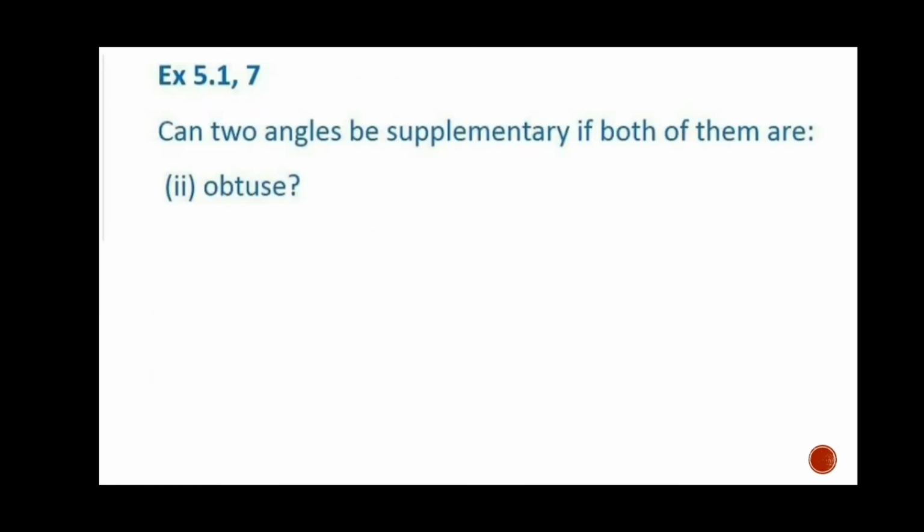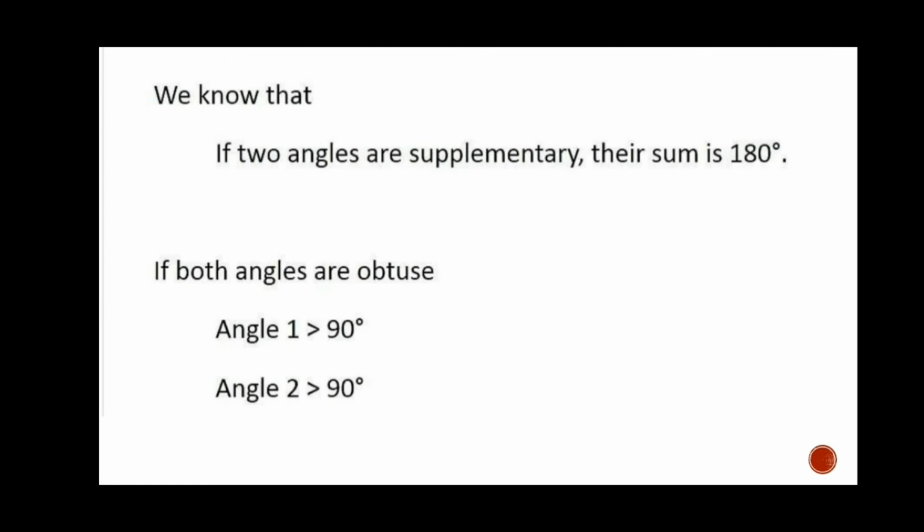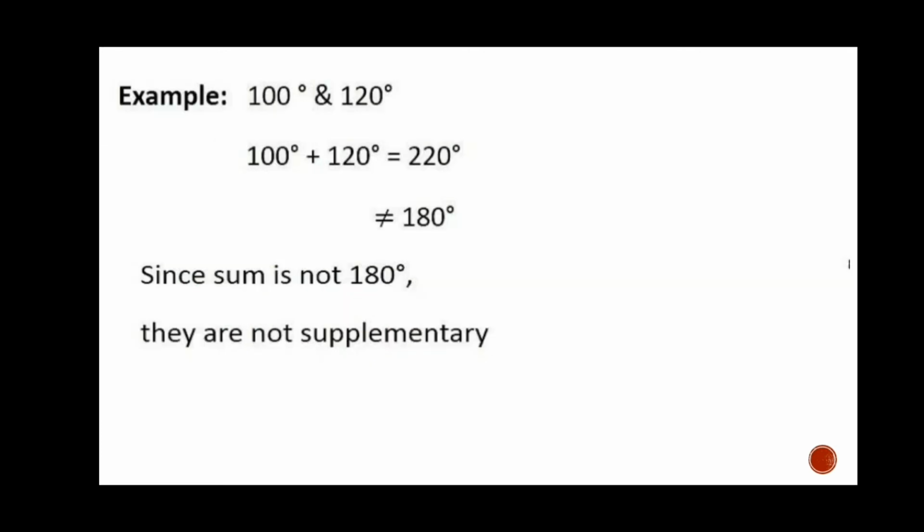Now the second part of this question is, can two angles be supplementary if both of them are obtuse? Now if both the angles are obtuse, can they be supplementary? Let's see. We know that if two angles are supplementary, their sum will be 180 degrees. If angle 1 is more than 90 degrees, another angle is also more than 90 degrees, because the given angles are obtuse. So let's take an example.